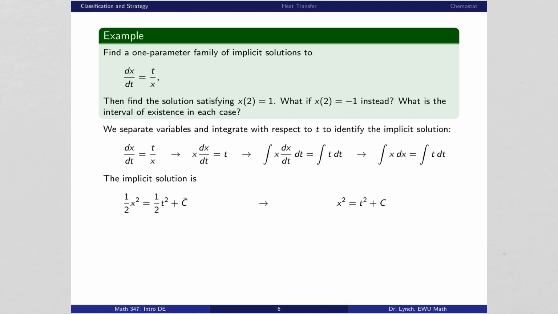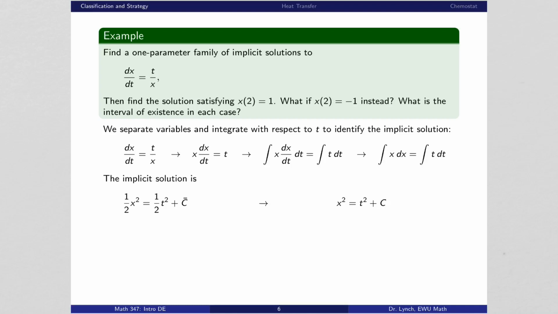Okay, here's an example of a separable differential equation. So we'll start by finding a one-parameter family of implicit solutions to this differential equation, dx/dt equals t divided by x. So we write the differential equation, separate variables formally, integrate both sides with respect to t, and end up with the integral of x dx is equal to the integral of t dt.